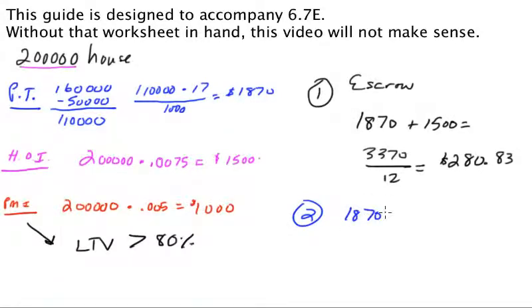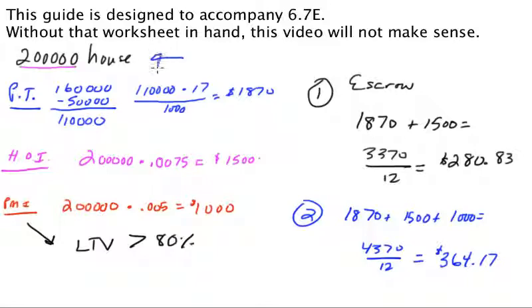Now, the second question says, what if you have PMI? Now it's 1870 plus 1500 plus 1000. So that's going to be 4370. We're going to divide that by 12. 4370 divided by 12 is $364.17. Now, of course, these numbers may be different for you, but this is what you would do if it was a $200,000 house.